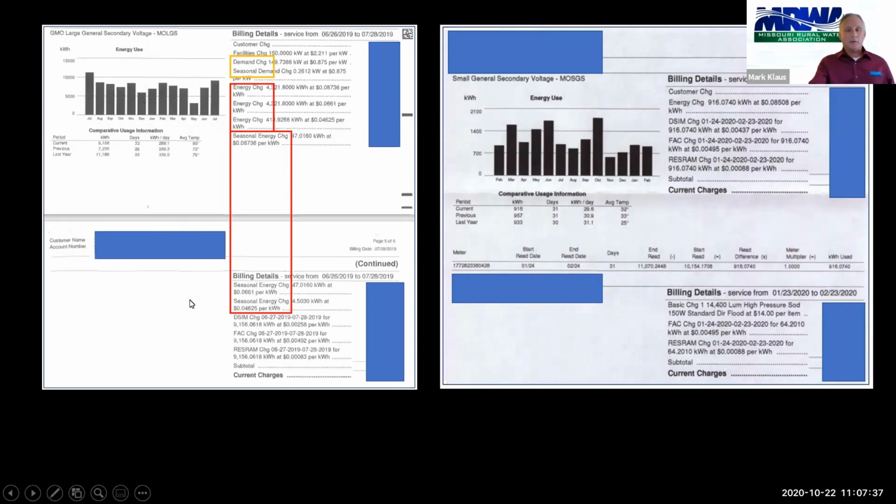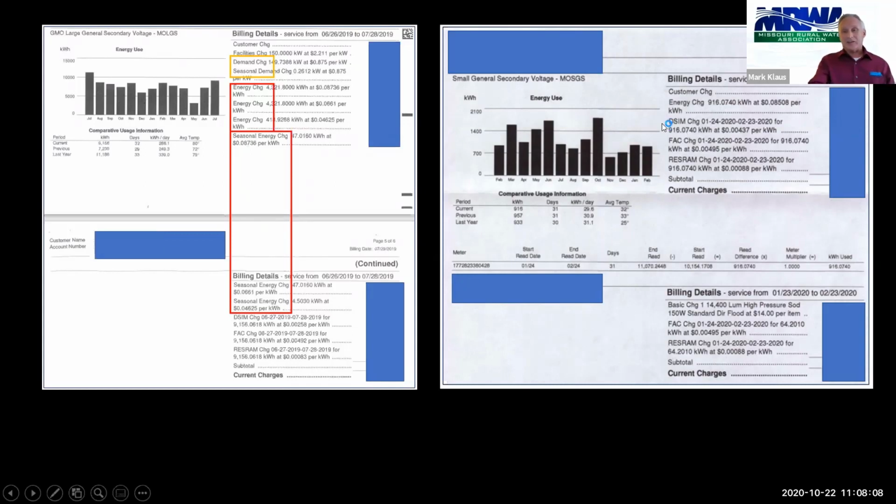KCP&L, they're dandies. If we look at it, up here we see the demand charges, and they have a seasonal demand charge. This location actually had 3 different energy rates and 3 different seasonal energy rates. So those are really fun to work with. It was purchased by Evergy. It's gotten much better to work with.